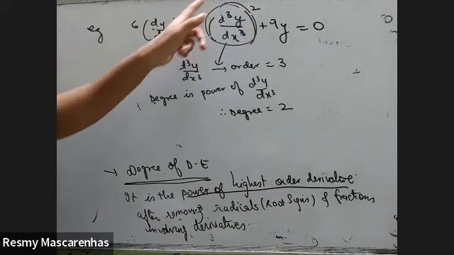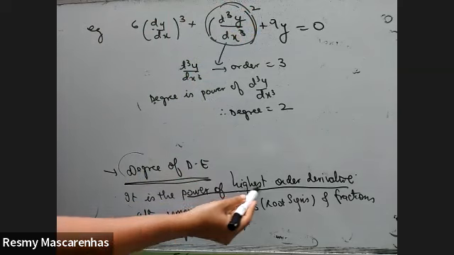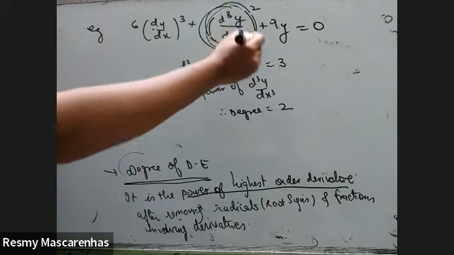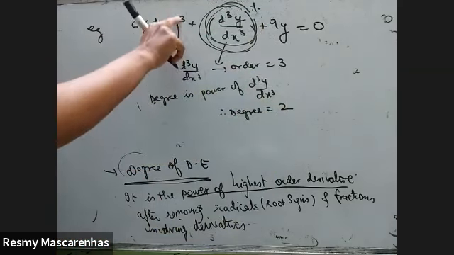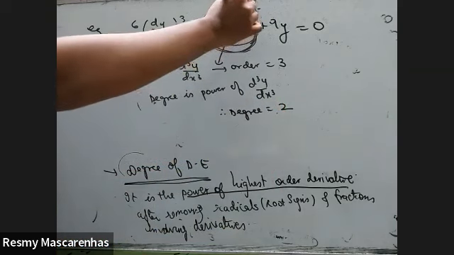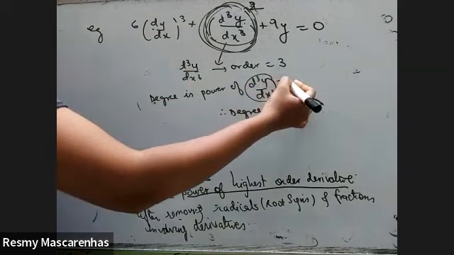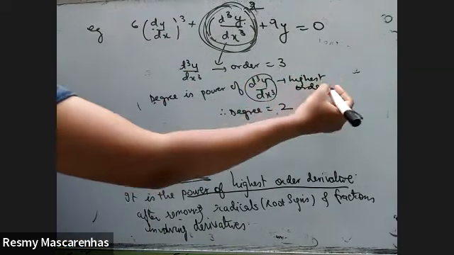Don't look for the highest power. For order, you have to look at which is the highest derivative. But now, what is degree? Power of the highest order derivative. The highest order derivative, you know, is this. What is its power? Is this. Even if it was 1, degree would have been 1. You cannot take this. Only the power of the highest order derivative. So degree will be 2, because this is the highest order derivative in this whole equation.